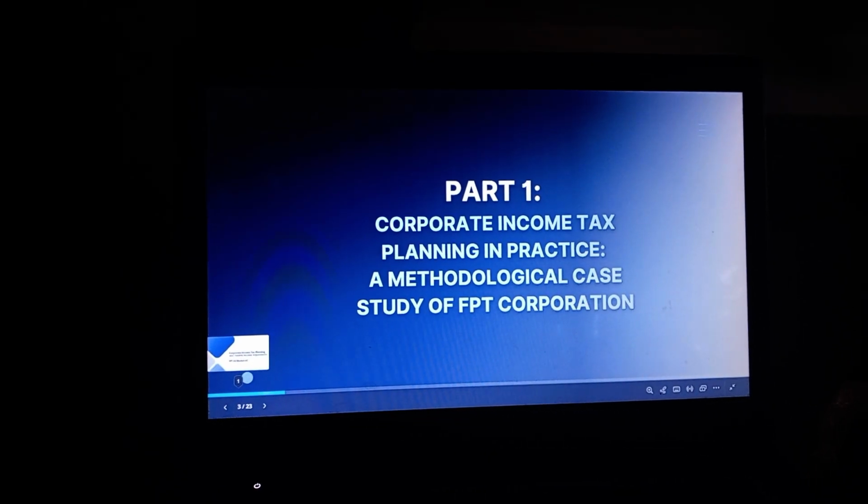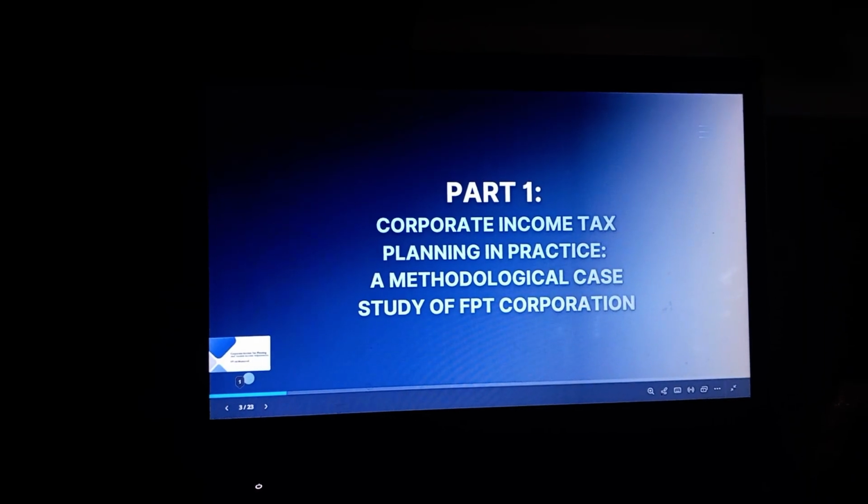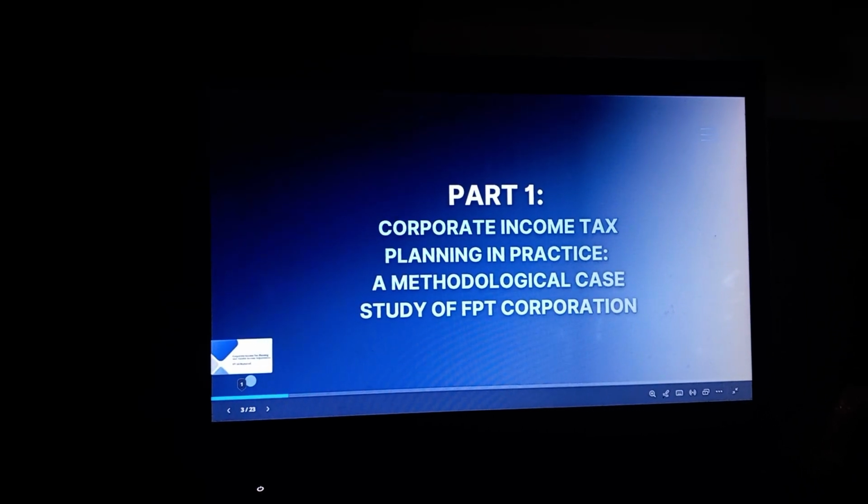Now we come to part one. Corporate income tax planning in practice: a methodological case study of FT Corporation.